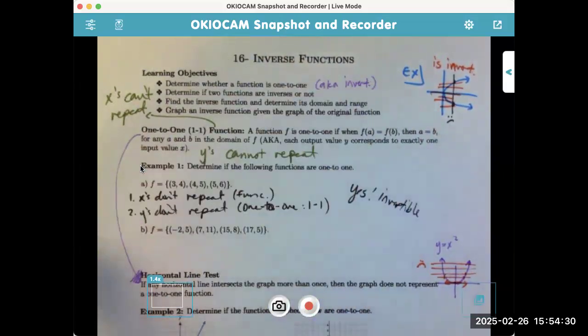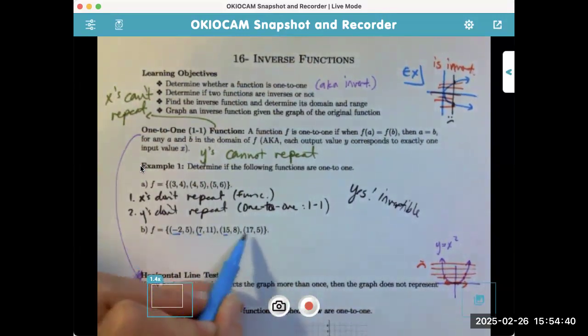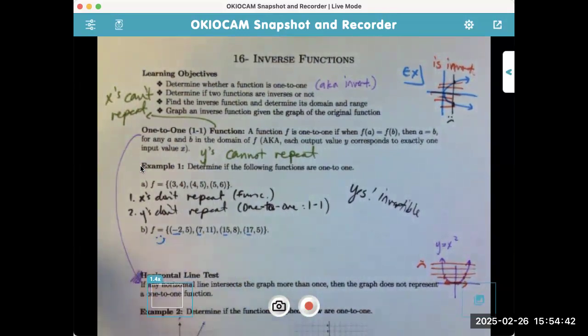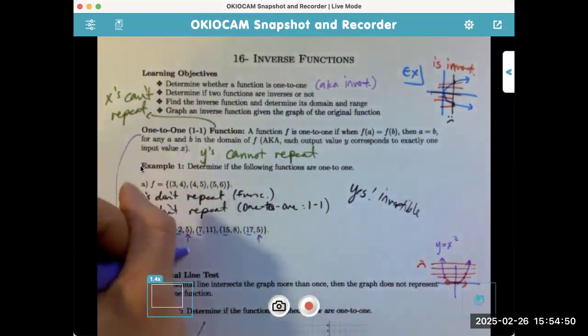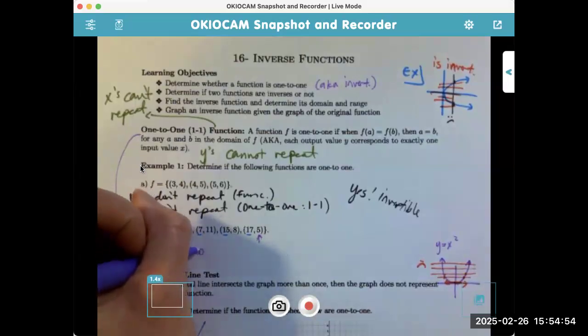Yep, invertible. So y'all pause, do B, and then press play when you're ready. So B, need to make sure, are the x's repeating? -2, 7, 15, we're good there. Now just verify about the y's. Any y's repeating? Ah, we have a 5 and a 5. So it is a function, but not invertible.